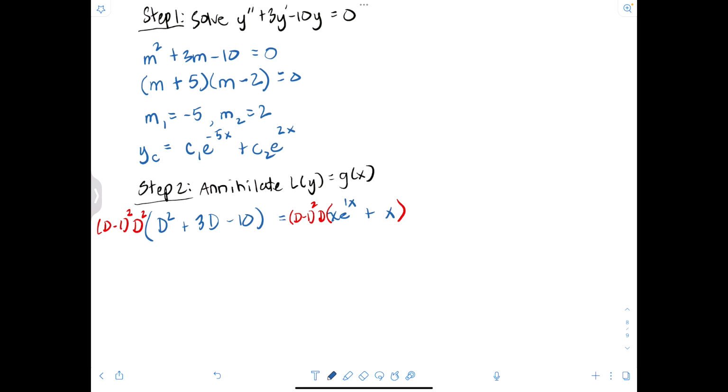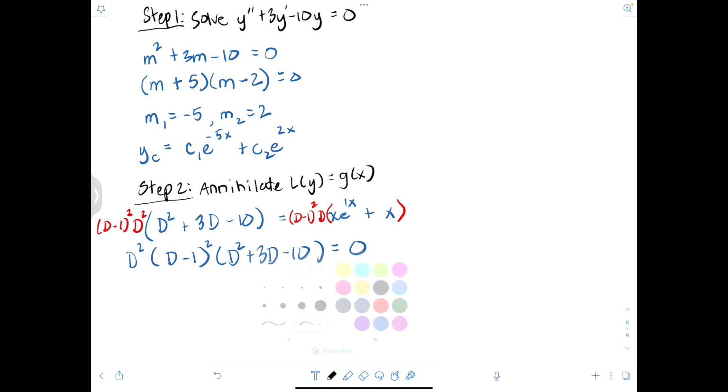But it will. So here we end up with D squared times D minus 1, the quantity squared, times D squared plus 3D minus 10 is going to equal 0. Because I promise when you go through all that stuff, it's going to zero out. That's how it was designed. Now, next step.